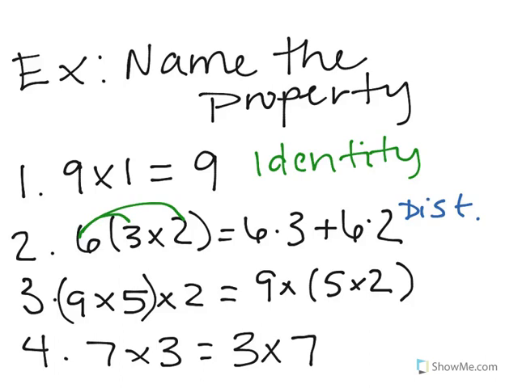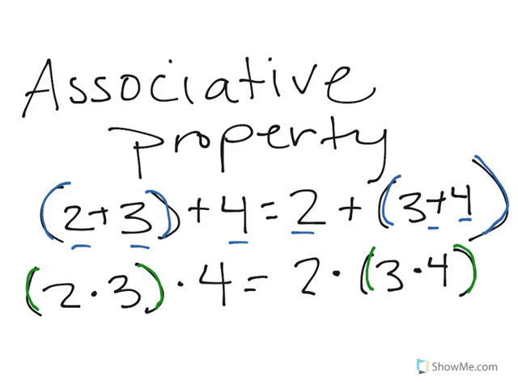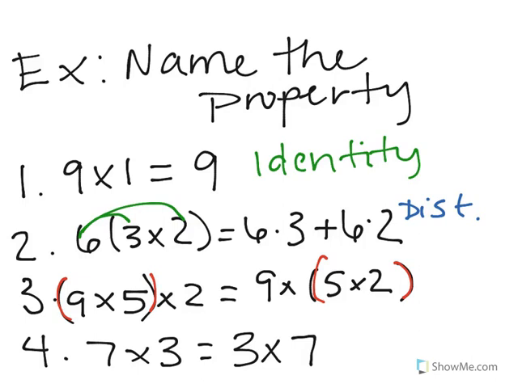Number 3: the quantity of 9 times 5, times 2, equals 9 times the quantity of 5 times 2. Well, it looks to me like the parentheses are just changing spots. The numbers are staying in the same order. The parentheses are just changing spots. So if we look back, the associative property tells us that our parentheses just move. So we can call this the associative property.